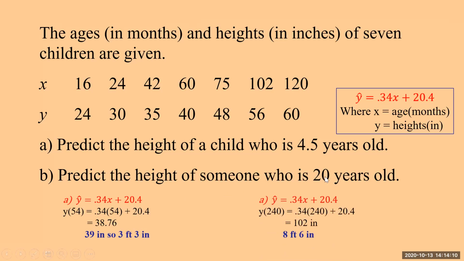Well, let's utilize this prediction equation to predict the height of someone who is 20 years old. Well, somebody 20 years old in months, multiply that by 12, will be 240 months. Well, we get 102 inches. And this person at 20 years old would be 8 feet 6 inches. Well, what is wrong with that? Are we really going to have somebody 8 feet 6 inches? I mean, maybe if they're in the Guinness Book of World Records, but probably not. So why doesn't my equation work?